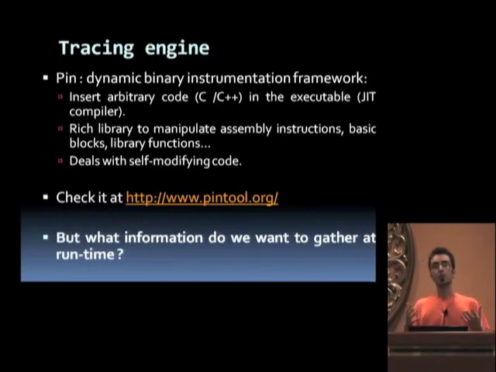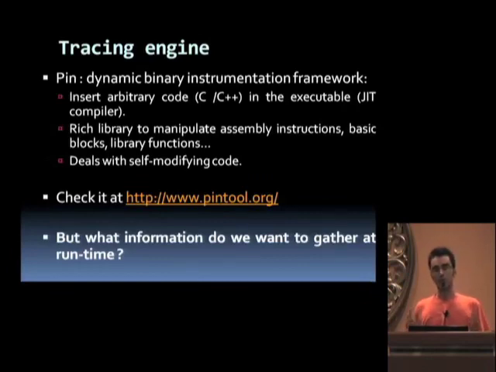So the question is, okay, we have PIN. What kind of information do we want to gather when we execute the Switzer packer? What are the interesting pieces of information? What kind of improvements do we want in the trace? What kind of events do we want to detect? And more generally, is there generic information that is interesting when you deal with such a packer?